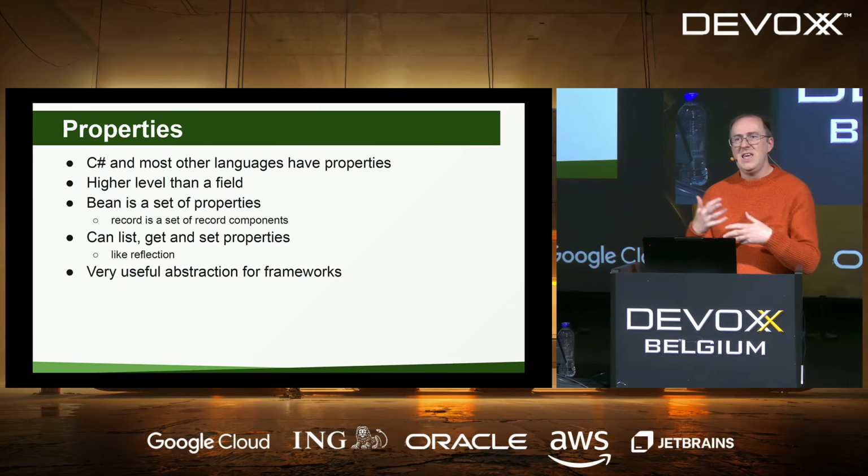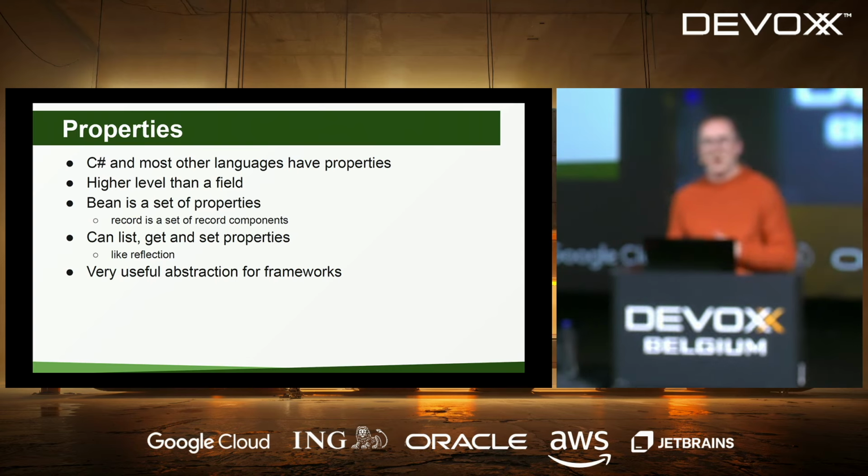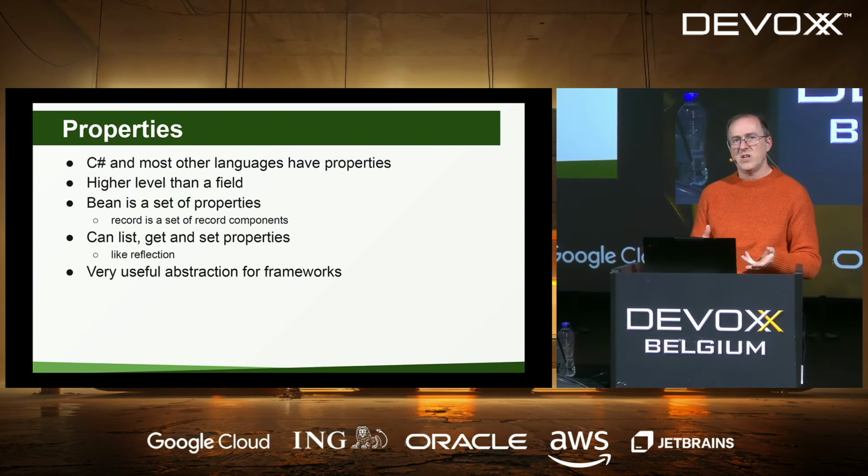So why does it implement bean? Well, this goes further than some of the other projects, which you may or may not like, they're all trade-offs, in actually adopting properties as a concept. Most other languages have properties as a concept at the language level. It's a higher level than the field.